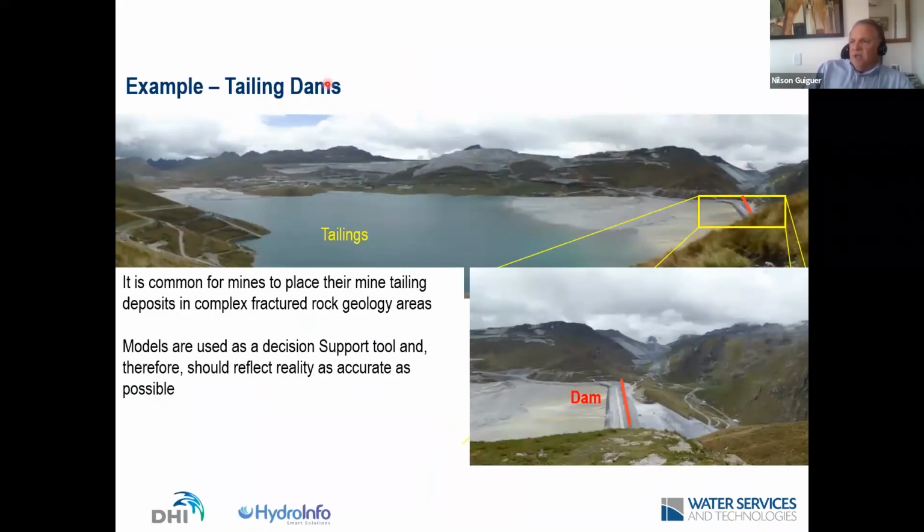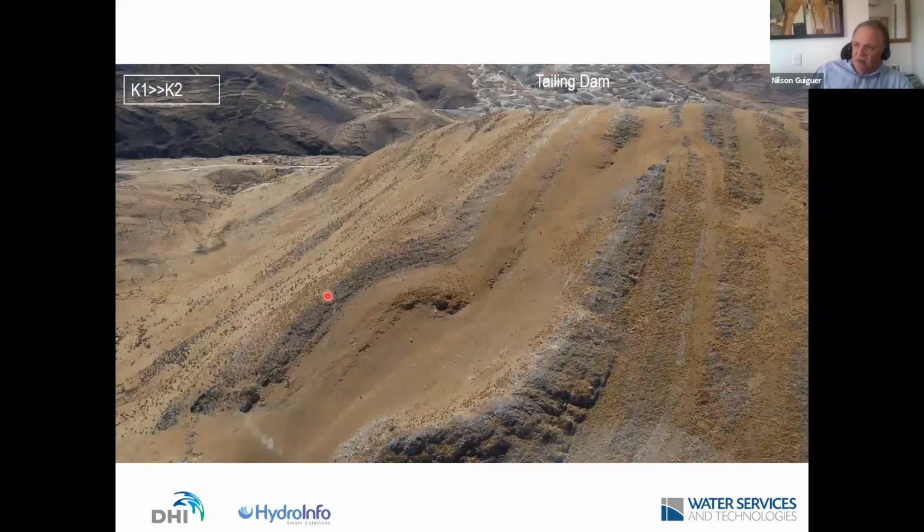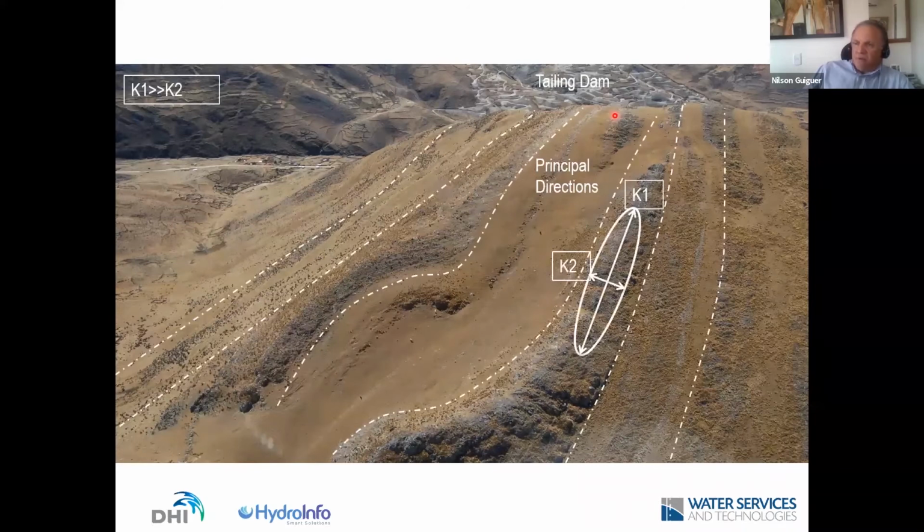Couple of examples, a tailing dam. Usually mines are located, unless it's maybe a coal mine or things that are taking ore from stratified areas, in a very complex geology zone, and they put the mine tailings close to the mine. So the mine tailings are in highly complex geology areas, and the models are used as a decision support tool and should reflect geology as close as possible. So you have the tailing, you have a dam, and you want to see the effect of this future tailing in this area.